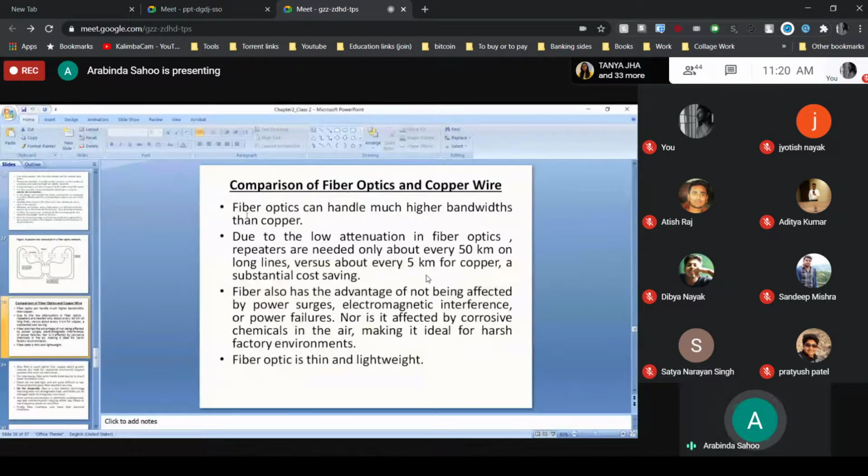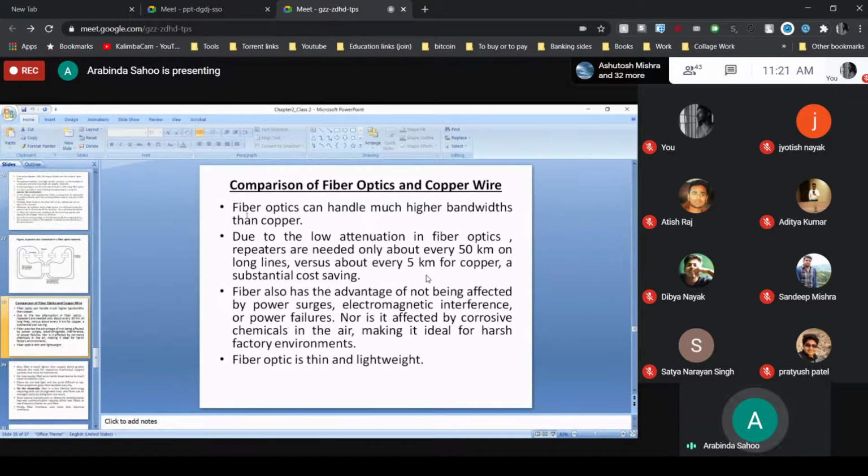So due to the low attenuation in fiber optics, repeaters are needed only about every 50 kilometers on a long line. Write this down as the second one. Whereas in case of copper, it needs one repeater in every 5 kilometers.